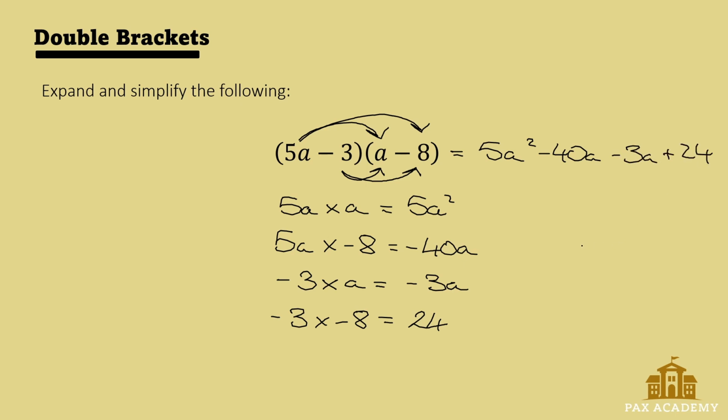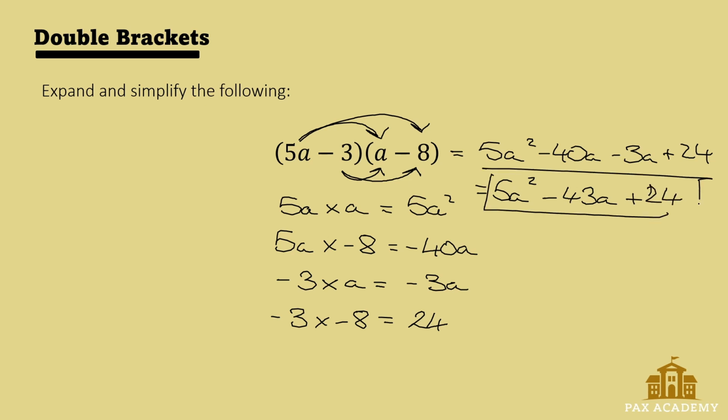And as you can see, we can simplify. So we have two a terms, which can be further simplified. So we have 5a squared and then minus 40a minus 3a. So essentially this becomes minus 43a and then plus 24. Excellent. So far so good.